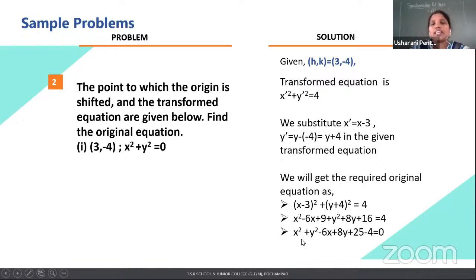Now rearranging, x square plus y square minus 6x plus 8y plus 9 plus 16 is 25, minus 4 is equal to 0, and we'll get the original equation as x square plus y square minus 6x plus 8y plus 21 is equal to 0.